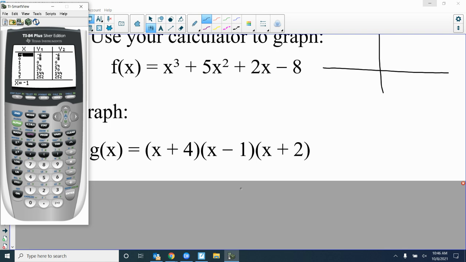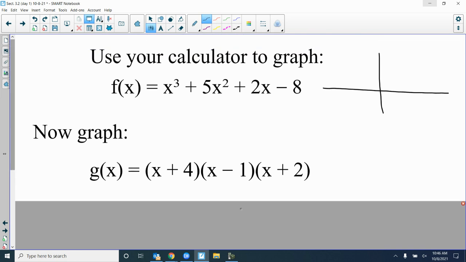All right, where does it hit the x-axis? It hits it at -4. Where else? -2 and 1. And it looks like this.